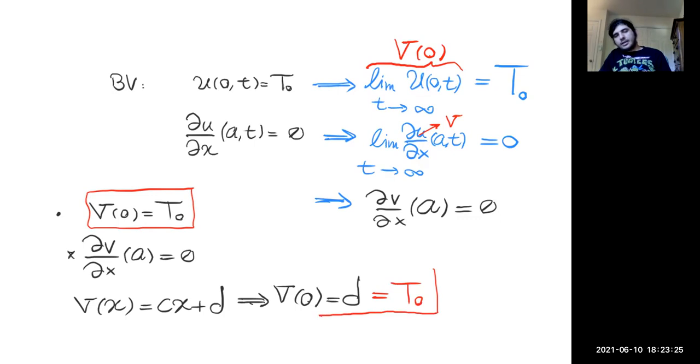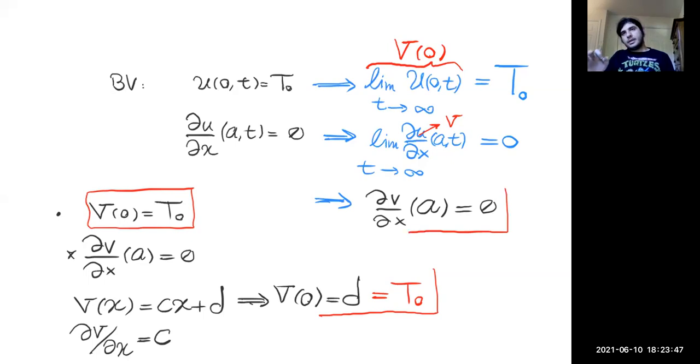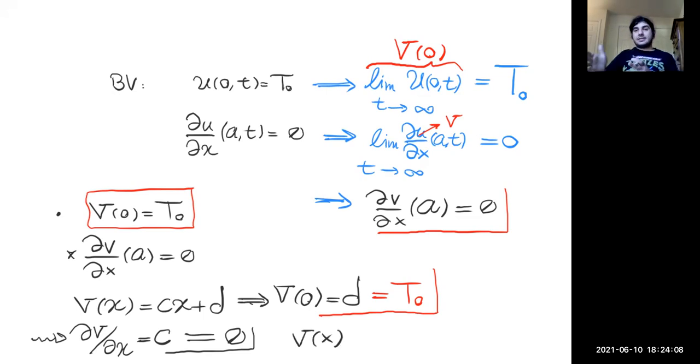That's one piece of information. On the other hand, the other condition is telling us something about the derivative of v with respect to x. We can take the derivative of v with respect to x. The derivative of v with respect to x is equal to c, right? But look at this condition here. This condition says the derivative of v with respect to x at the point a should be equal to 0. However, here we understand the derivative of v with respect to x is a constant. So this constant should be equal to 0. So c is equal to 0. That completely identifies what v is. v of x is equal to cx, which is 0 times x, plus d, which is t naught. So v of x is this constant function t naught.